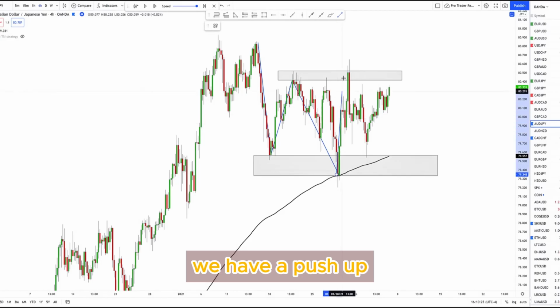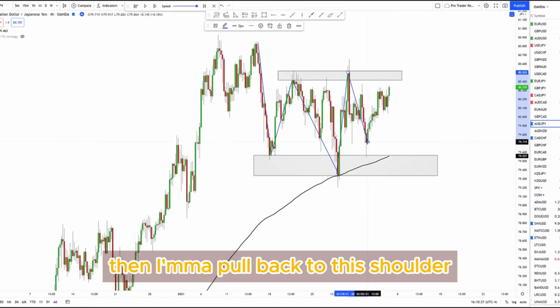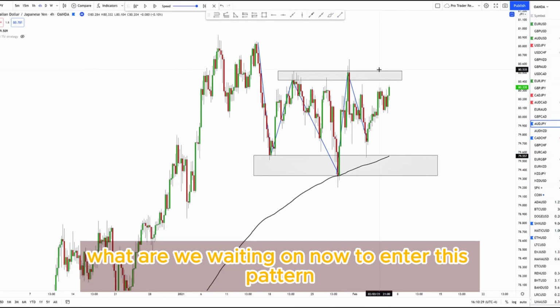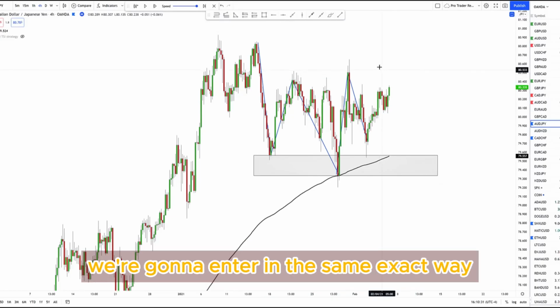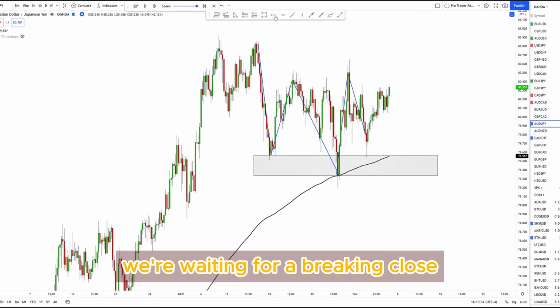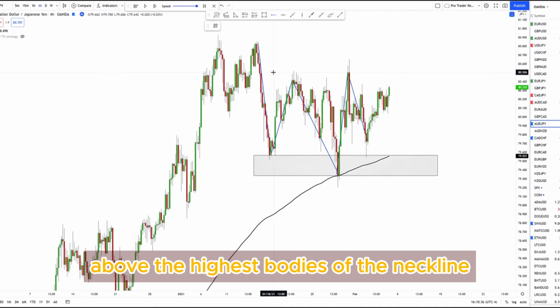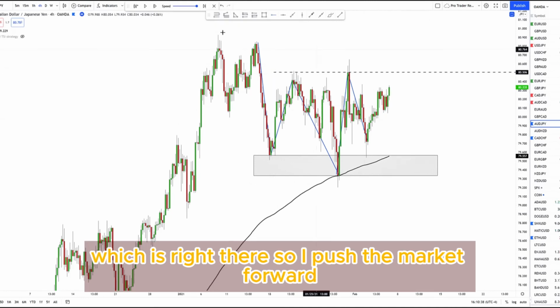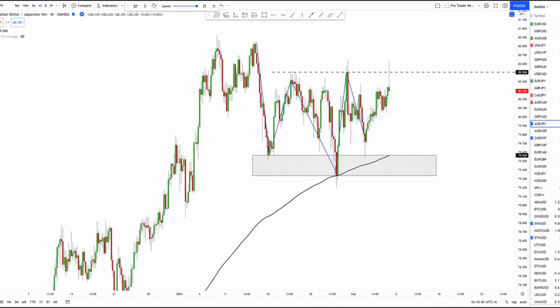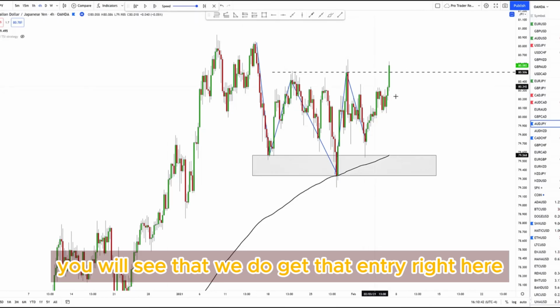We have a push up, then have a pull back to this shoulder. What are we waiting on now? To enter this pattern, we're going to enter in the same exact way. We're waiting for a break and close above the highest bodies of the neckline, which is right there. So I push the market forward. You will see that we do get that entry right here.